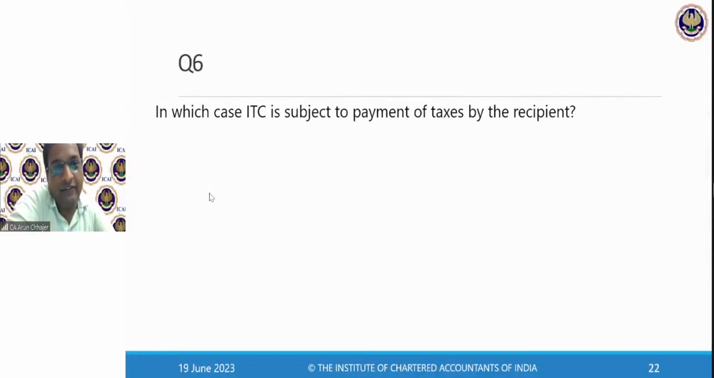Next question. In which case is ITC subject to payment of taxes by the recipient? In which case is ITC subject to the payment of tax by the recipient?